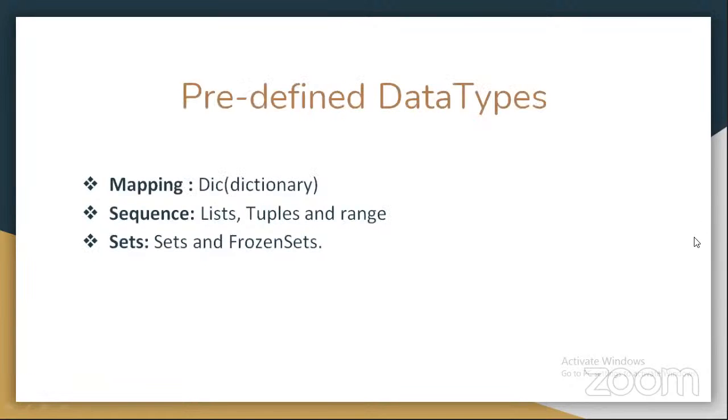As we all know, predefined data types are also known as built-in data types. In built-in data types, we have three different categories: mapping, which is the dictionary data type, and sequence, and set. In sequence, we have three types: list data type, tuple data type, range data type. And in the set category, there are two types: sets and frozen sets.